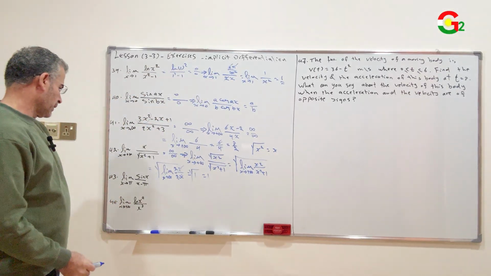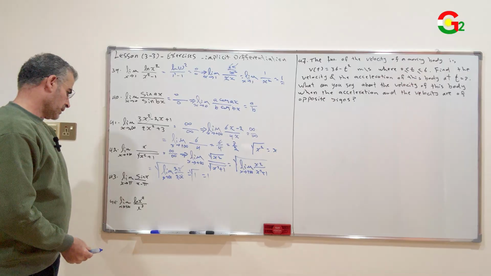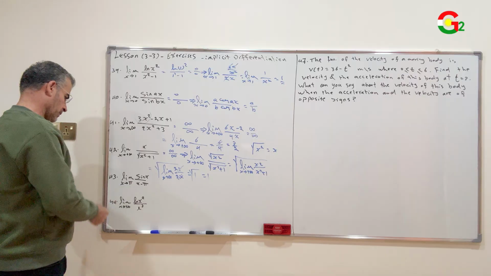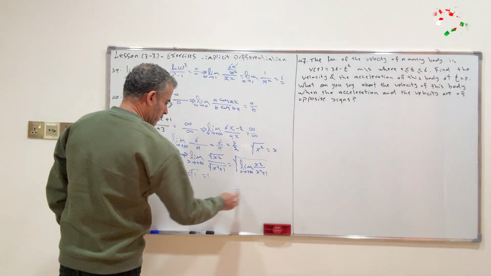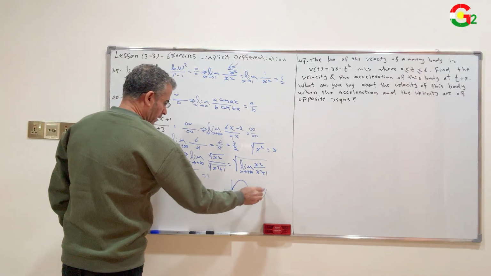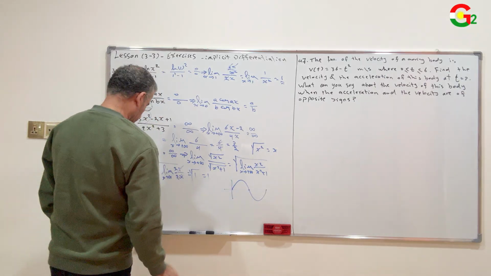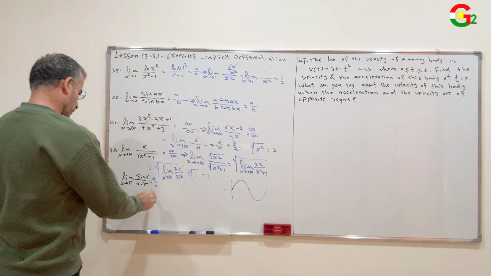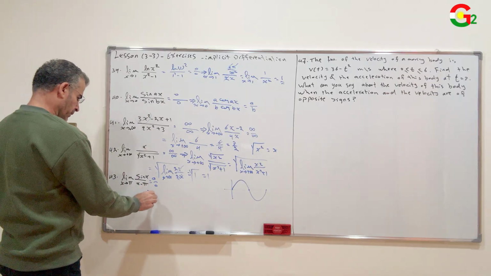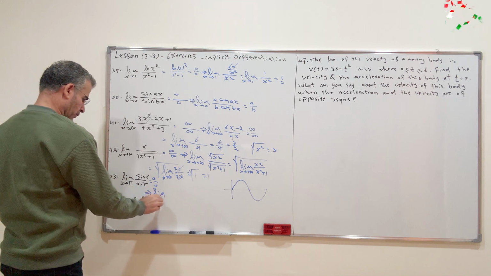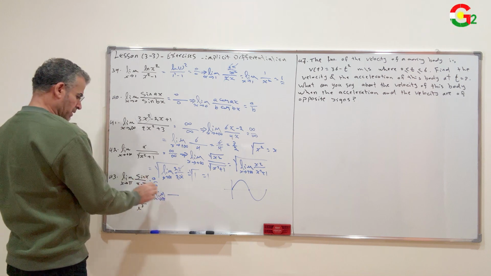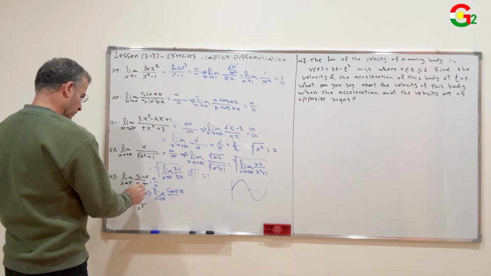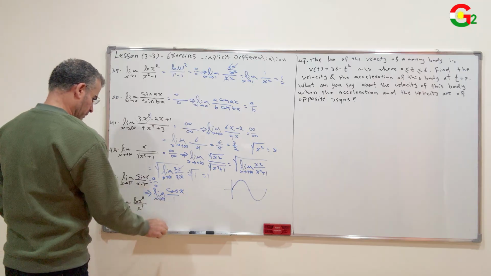Question number 43. Sine x over x minus pi when x approach to pi. Sine pi, this is the graph of the sine. Sine pi is 0. Then the result is 0 over 0. Therefore, we use L'Hopital rule. Limit x approach to pi, differentiate sine x, cosine x. Differentiate the denominator with respect to x, 1.